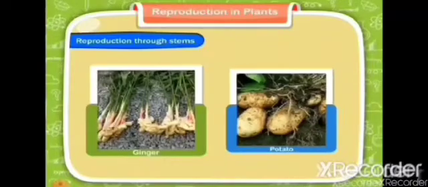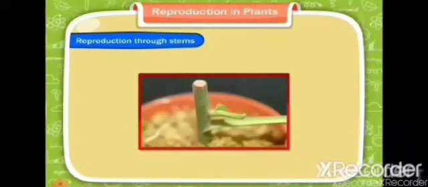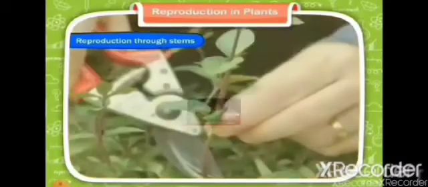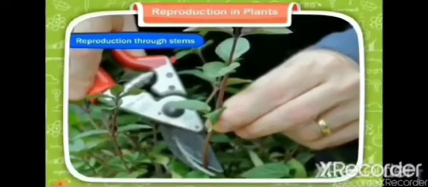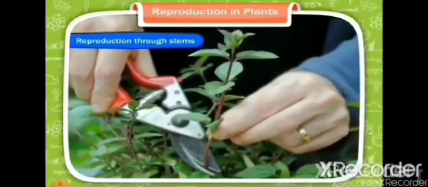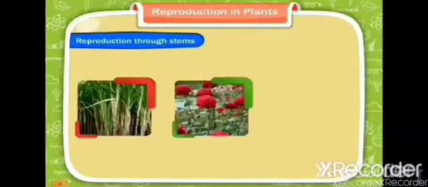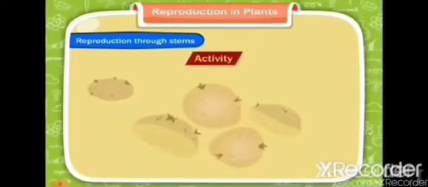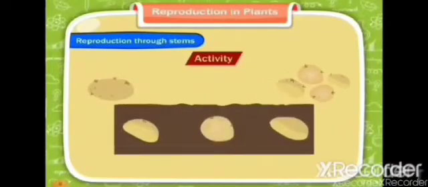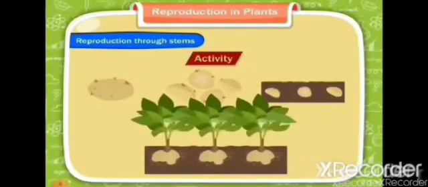Some new plants can also grow from pieces of the stem because they have buds on them. These pieces of the stem are called stem cuttings. Many plants like sugarcane, rose, hibiscus, etc. grow from stem cutting. Now, activity time. Take a big potato and cut it into several parts in such a way that each part of it has a bud, and plant these potatoes into the soil. These potato parts will grow into a new potato plant.